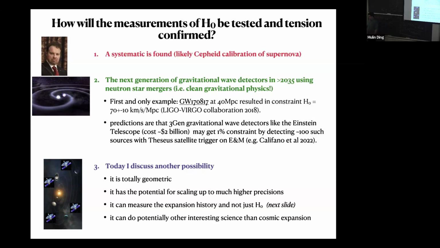Okay, so today we're going in a totally different direction, and I'm going to discuss another possibility. It has the advantage that it's totally geometric for measuring distance. It has the potential for scaling up to extremely high precisions. It also has the potential for not just measuring the Hubble constant, but measuring the expansion history. And there seems to be a lot of other interesting science that you might be able to do with this idea.